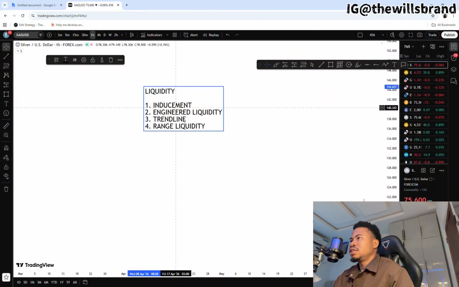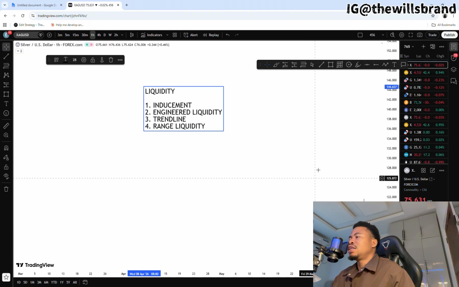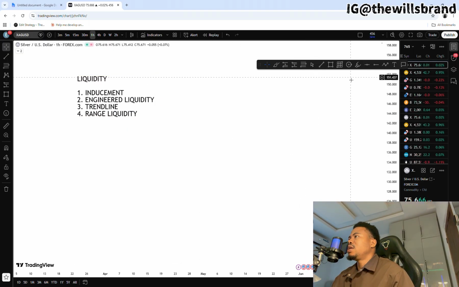Now, what is liquidity? Liquidity is a pool of orders. This is where there are so many orders, and price tends to take out these orders to fill larger orders. So price uses these pools of orders as liquidity. When they get taken out, the larger orders are filled. So this is what I mean. I'm going to explain it simply with this.